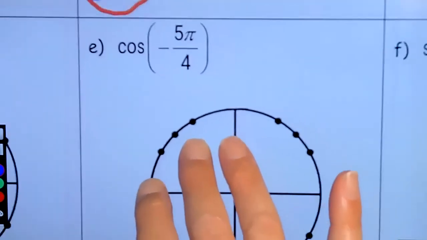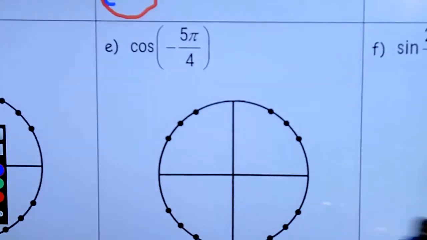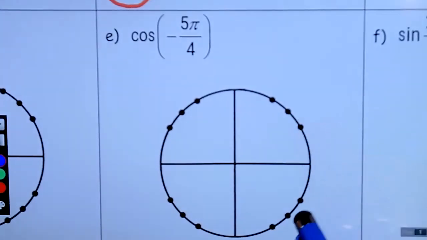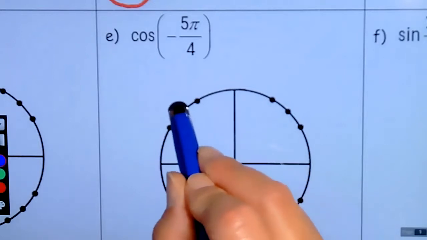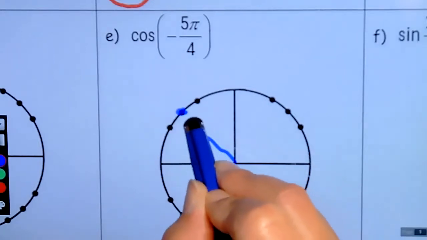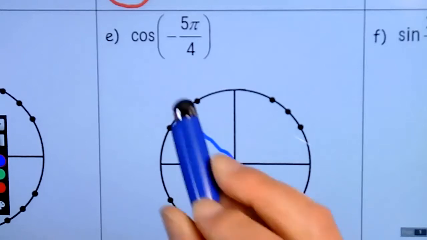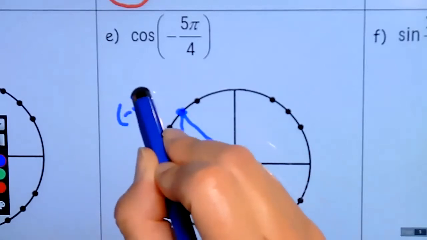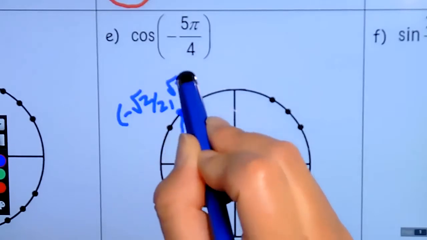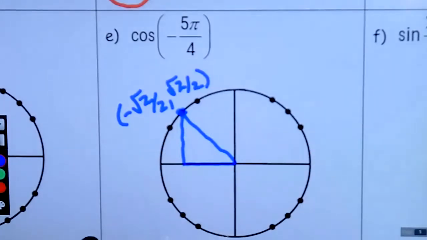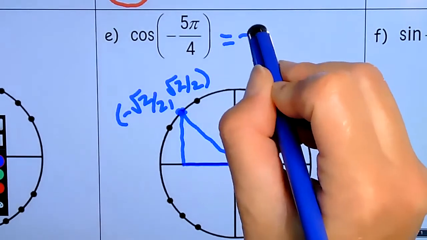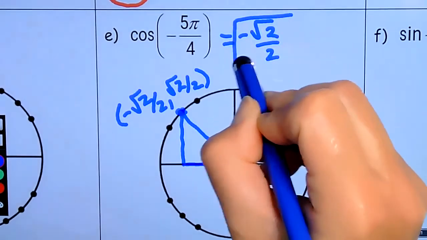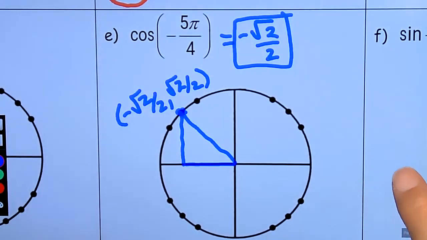On letter E, negative 5 pi fourths. So I am going this direction. Going here, this would be negative 4 pi fourths. I'm going to negative 5 pi fourths. It's right there, the center one is your 5 pi fourths. And this is going to be negative root 2 halves, comma, negative root 2 halves. And we want cosine. The cosine is always your x coordinate. So that's going to be negative root 2 over 2. That is your cosine of negative 5 pi fourths.